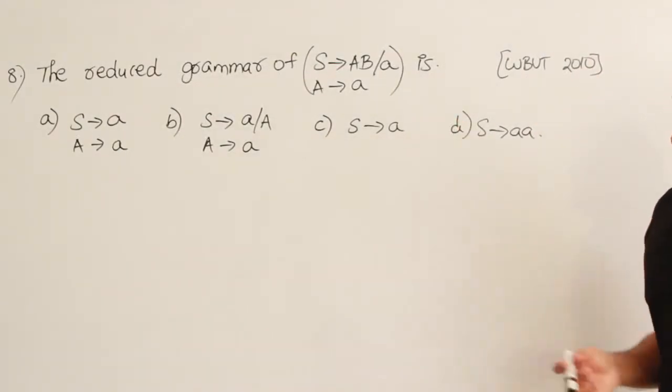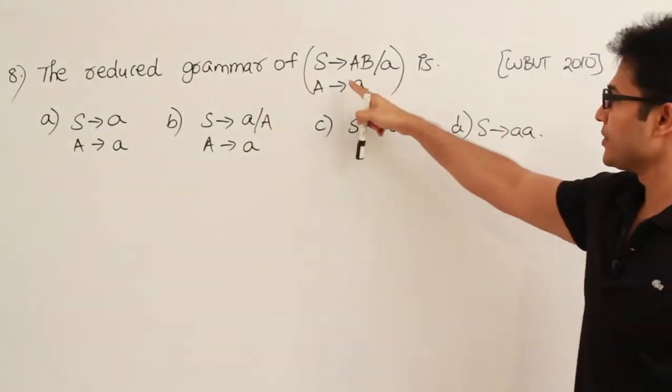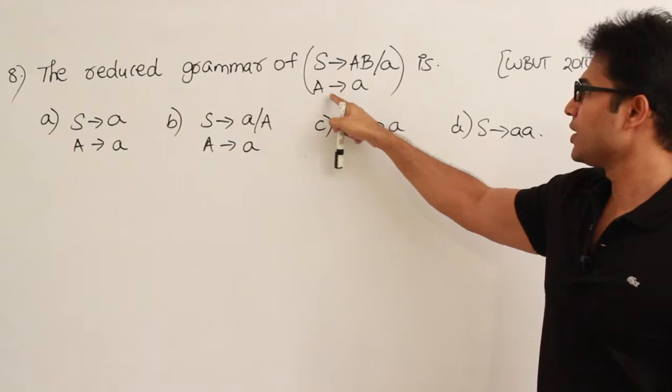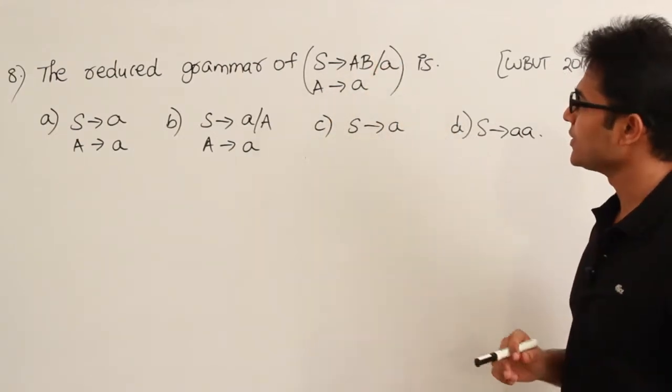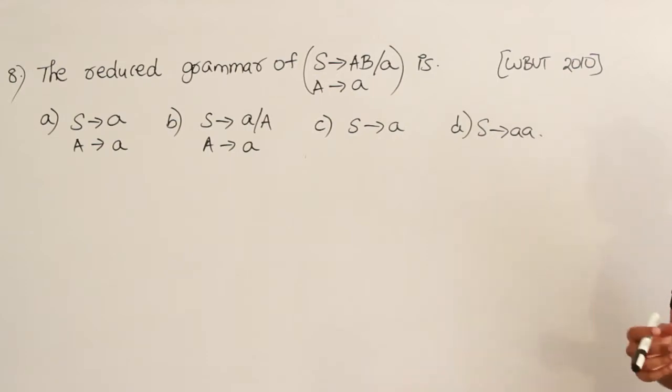So what's this grammar? The grammar is S derives A or B, and A derives small a. This is the grammar: S derives A B or A, and A derives small a. There are three productions in this. Now they are asking us to reduce it.